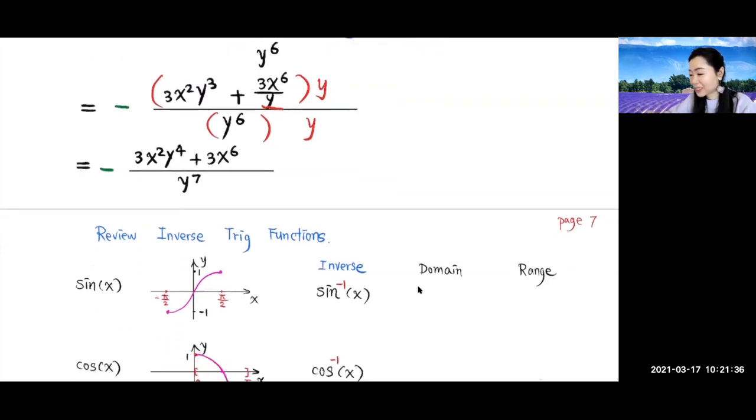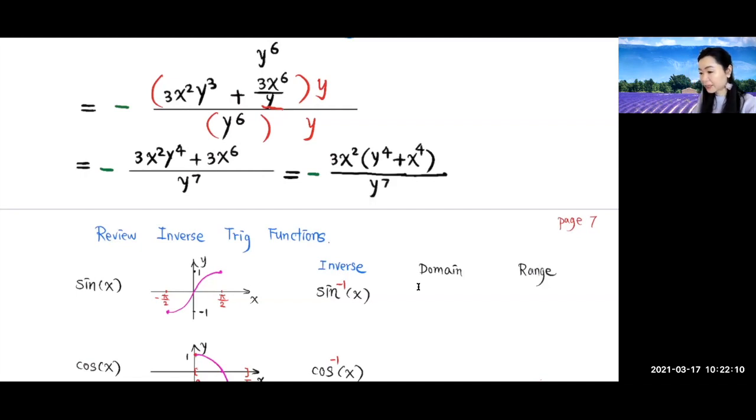Now you might want to just leave it like this. However, this one could be simplified. Let me see how you simplify this. This negative sign in front. Over here, you can take out a common factor, which is 3x squared. So let's take that out. And inside the parenthesis, you will have y to the 4 power plus x to the 4 power. This is y to the 7 power right here.